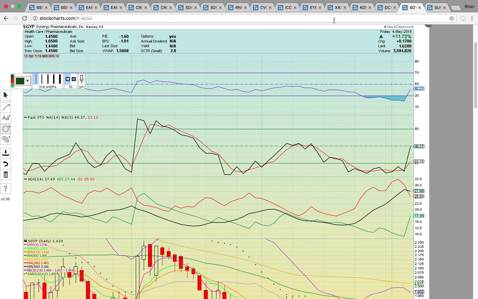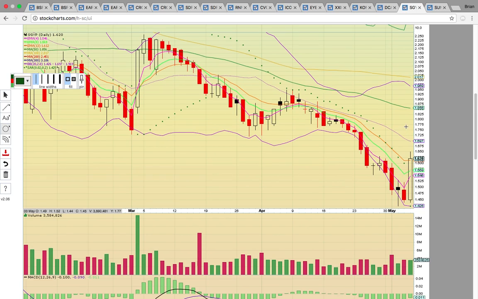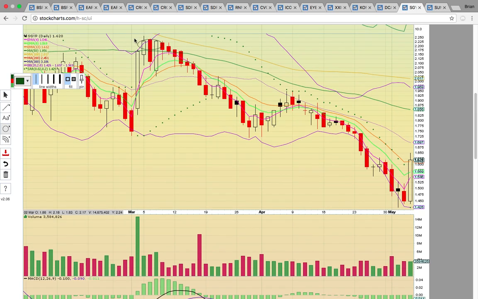Let's look at SGYP, closed up nearly 12%. Yeah, this is another one of those dead cat bounce type plays. It topped out up here at 225, got below the middle Bollinger Band back here in March, couldn't break back above the middle Bollinger Band in April, and now it's got the dead cat bounce thing going on.